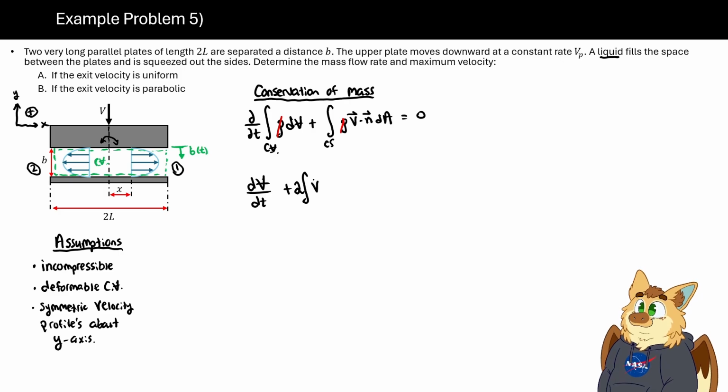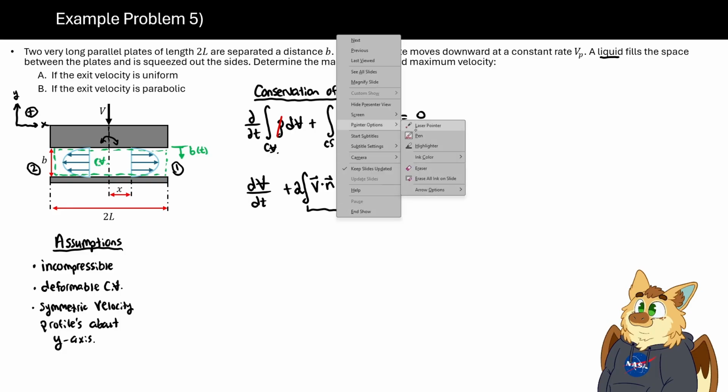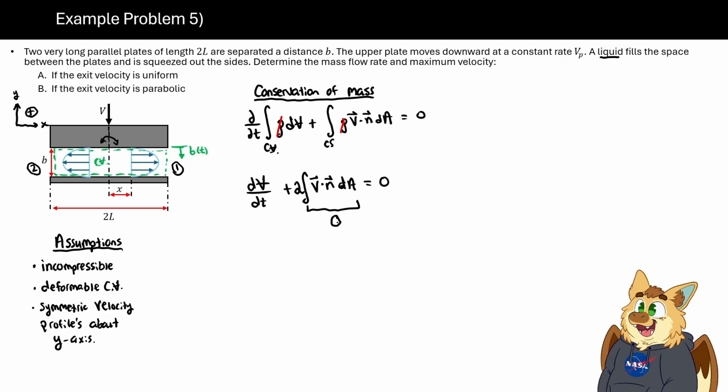And this will just be V dot n times dA equals 0. And this term should be pretty familiar. This is just our volumetric flow rate. So to keep things simple, at least for this starting point, I'm just going to rewrite this as Q dot. So we would have dV over dt plus 2 times Q dot equals 0. And then after that, we can put our Q dot on the other side, so it'd be like this.